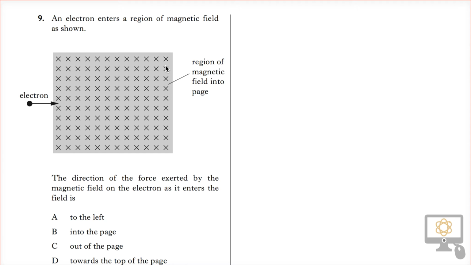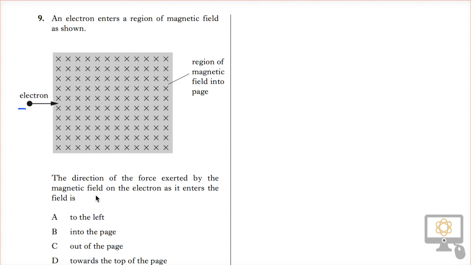The problem is, of course, that every teacher teaches it differently, so I'm going to tell you my way and you can take it or leave it. So what have we got? We've got an electron entering a region of a magnetic field as shown. Now, this is the electron and it's a negative charge and it enters here, and this is a region of magnetic field, and the x's represent that the field is traveling into the page.